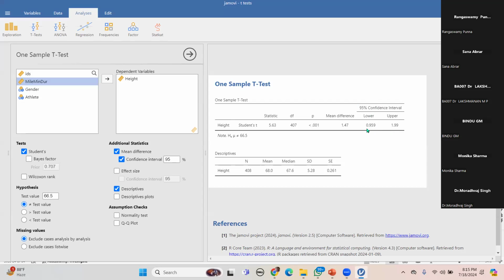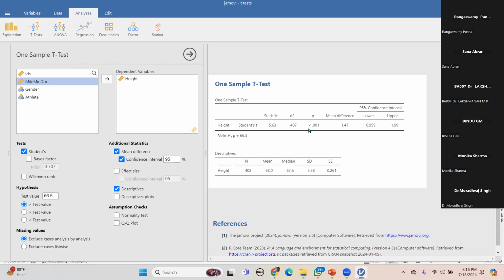But if you want to go with the confidence interval, the 95% confidence interval means the lower bound is 0.95 and the upper bound is 1.99. On average, the mean difference is 1.47, but the lower level is 0.95 and the higher level is 1.99. So as a researcher, we can say confidently that there is a mean difference of about 1.5 and it's statistically significant.